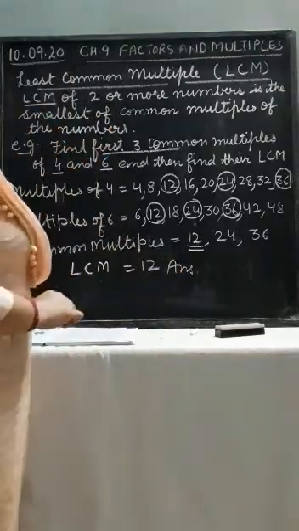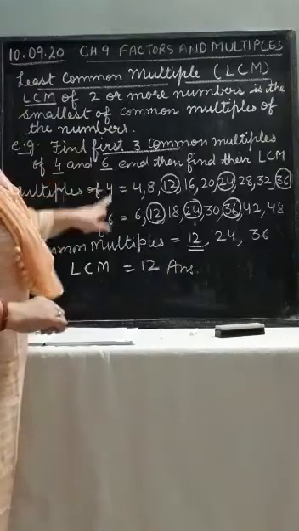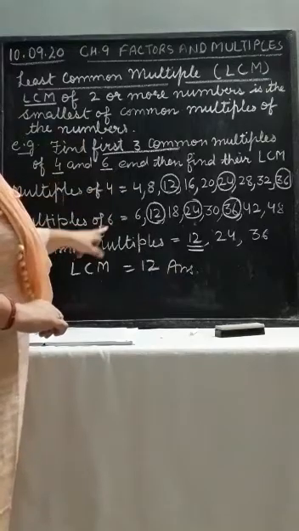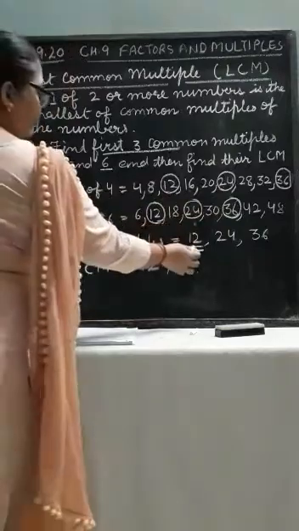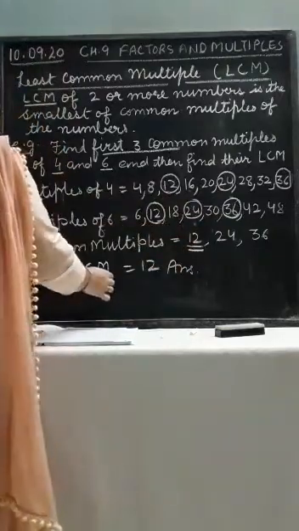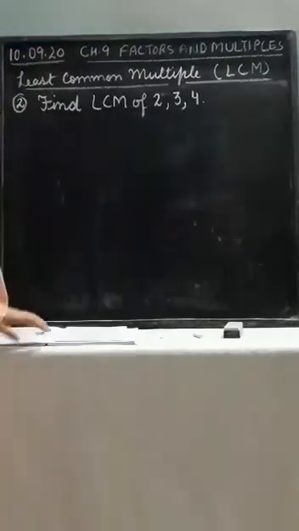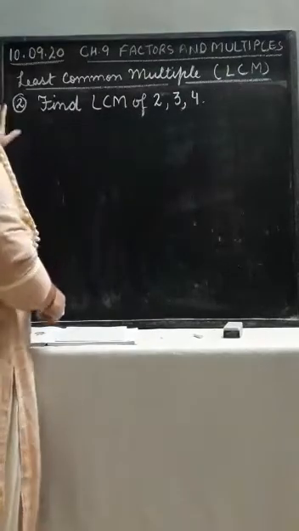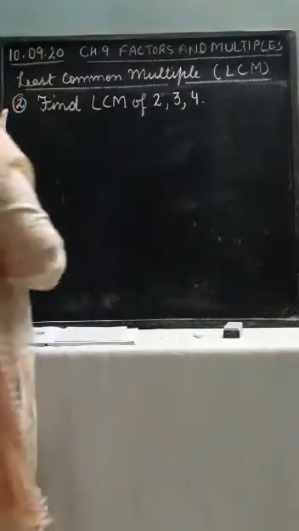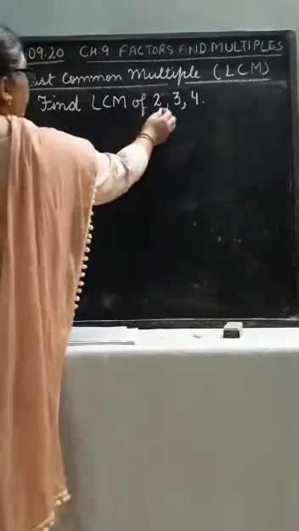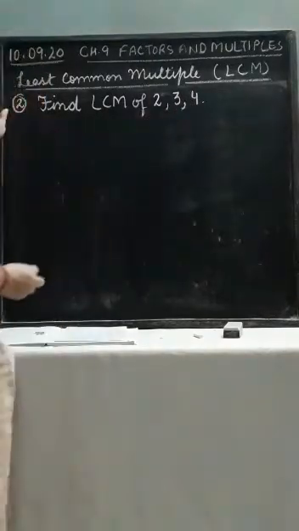Firstly, we will find out multiples of both the numbers. Then we will find out the common multiples. Out of these, the smallest one will be LCM. Is this clear? As we find the LCM of two numbers, similarly we can find out LCM of three numbers also. Here the numbers are 2, 3 and 4.